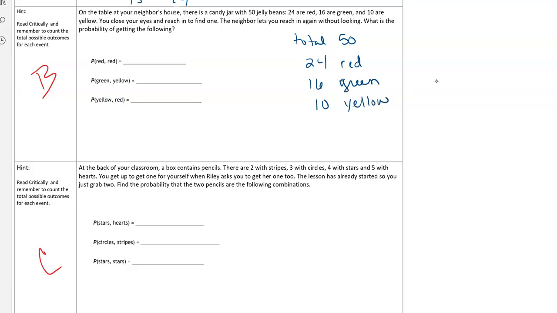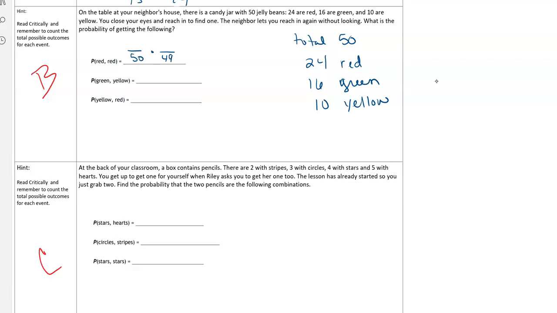So if you close your eyes and you reach in to find one, the neighbor lets you reach in again without looking. What is the probability of getting the following? So you reach one in and it doesn't say that you put it back. So we're going to assume that you don't put it back. So of course you're going to start off with the total of 50. You're going to multiply that by the total of 49 in the end.